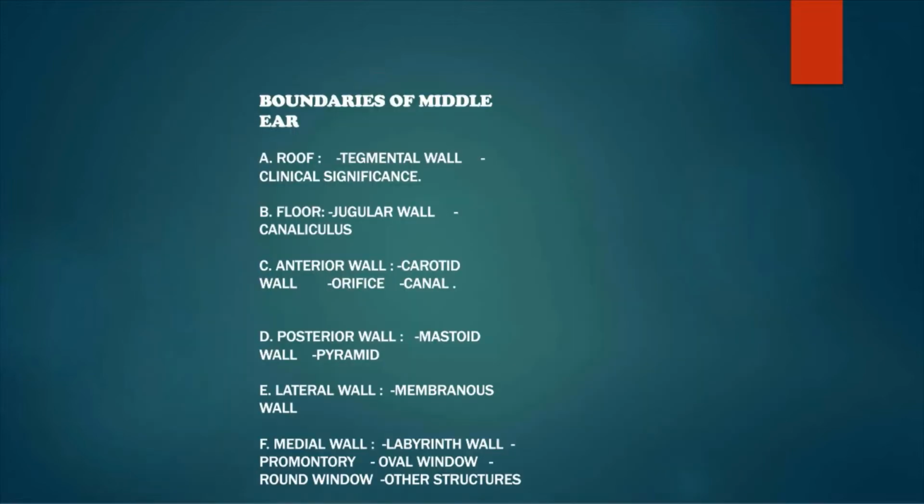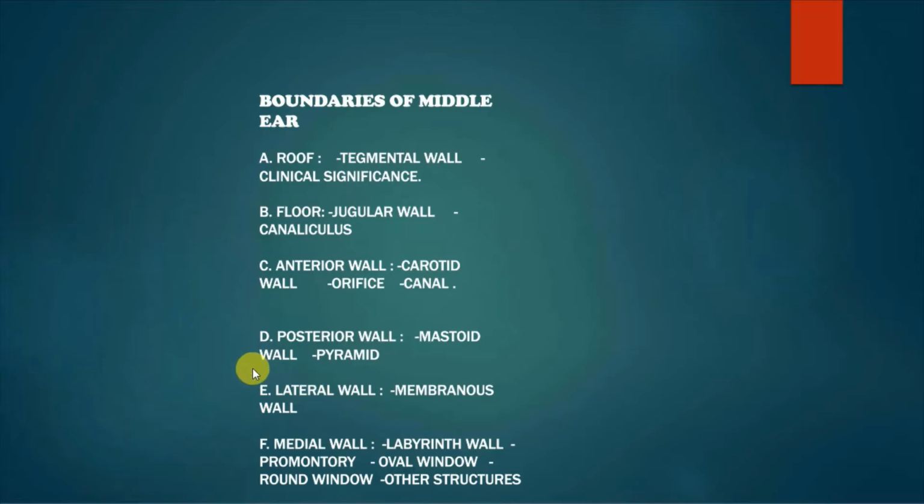Also in the posterior wall, we have a structure called the pyramid. Now what is the pyramid? The pyramid is a conical projection in the posterior wall through which the tendon of the stapedius muscle arises and inserts into the stapes. We will discuss the stapedius muscle with the muscles of the middle ear.